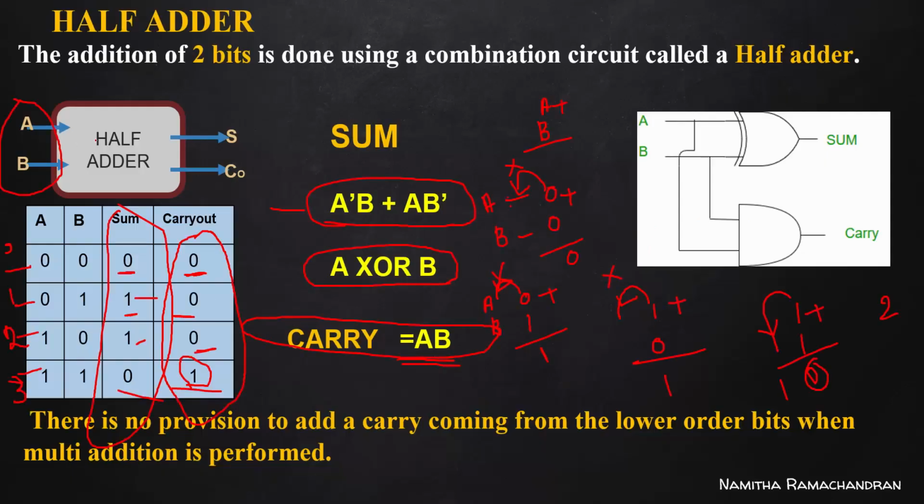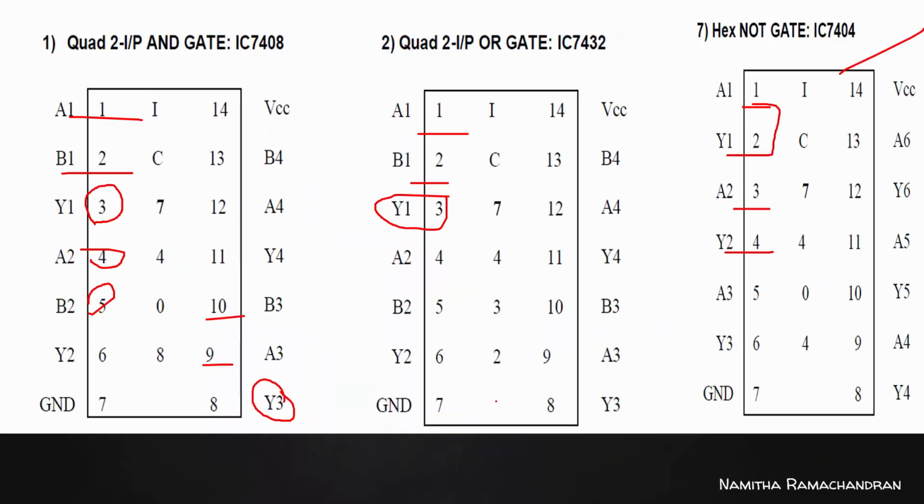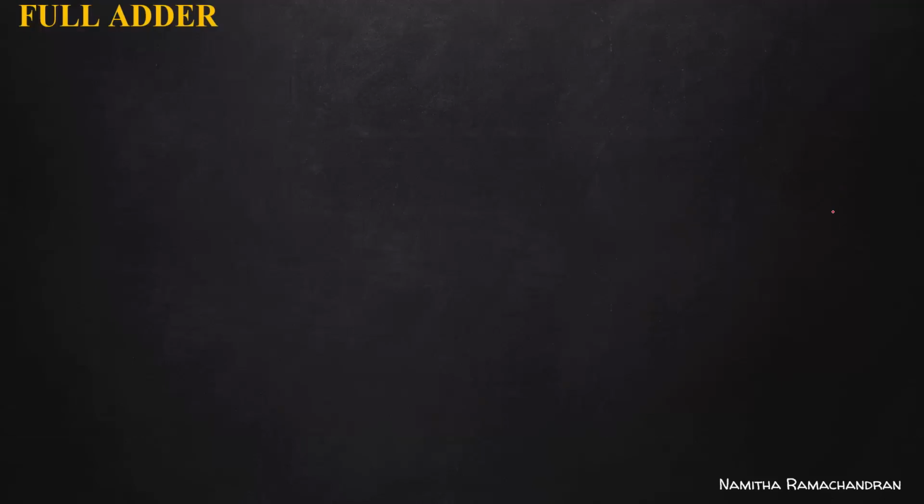And you need to verify this truth table. For 0, 0, the output will be sum 0 and carry out 0. And for the input pattern 0, 1, the output would be 1, 0. And for 1, 0, it will be 1, 0, and for 1, 1, it is 0. Okay, so this is about half adder circuit implementation using basic gates only. And you need to follow the same procedure for such logic gate based circuit implementation.